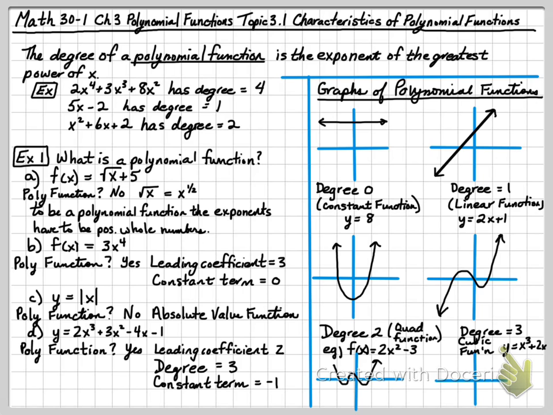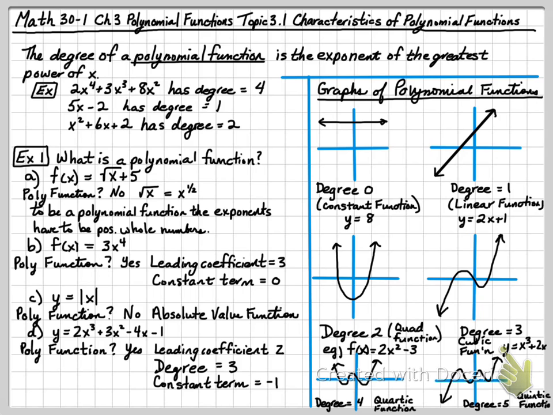And the next one is called of degree 4. That's a quartic function. That's going to have something like f of x is equal to 3x to the fourth. And lastly, we have the degree 5, which is called a quintic function. In this one, it's going to have degree 5.